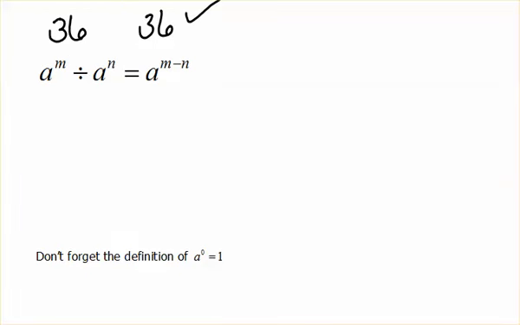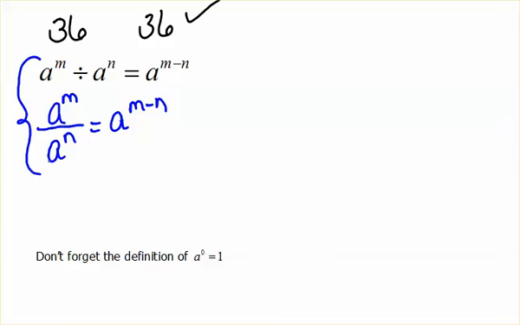Okay, our next rule is talking about division. And if you'll remember, division is just a fancier way, or an alternative, for a fraction, or a fraction is a fancier way of writing a division problem, however you want to think about it. So I could rewrite this as a to the m over a to the n equals a to the m minus n. Those would be the exact same thing.